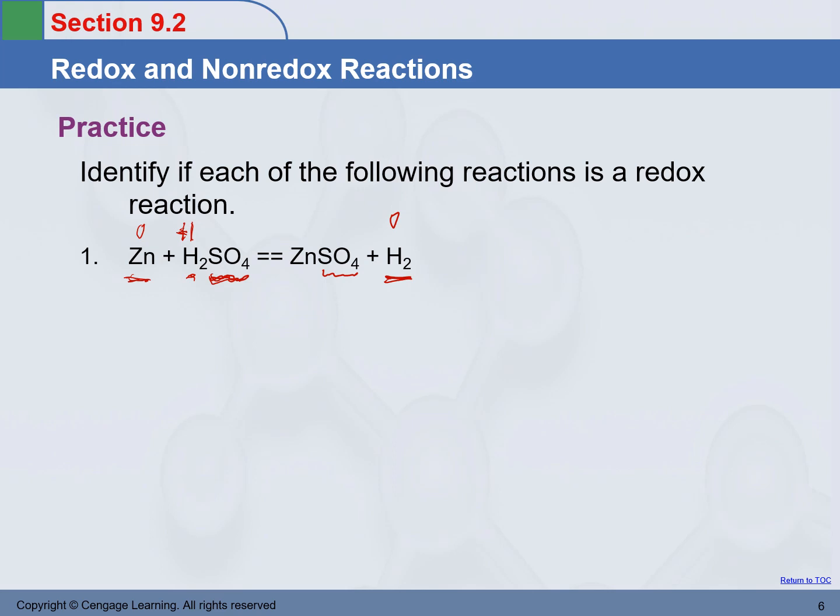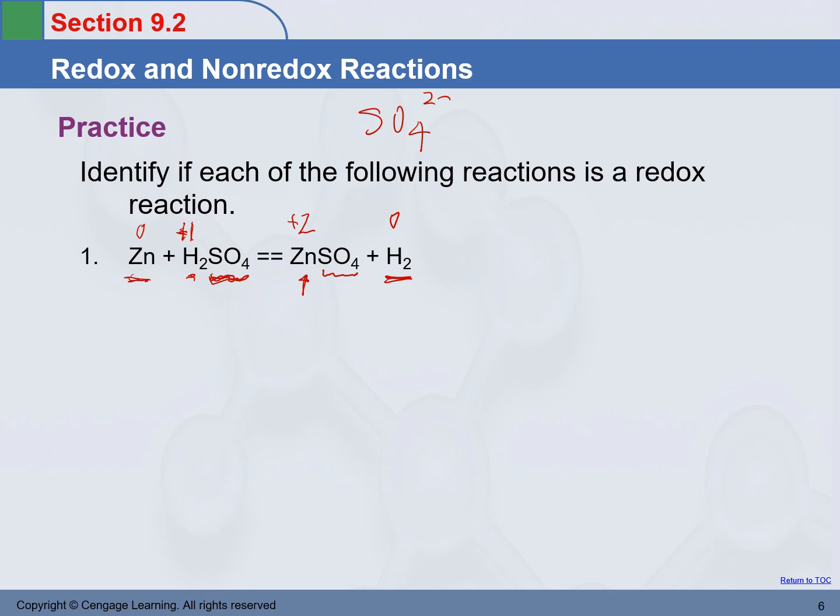Zinc after the reaction: sulfate is 2 negative. Therefore, zinc is 2 plus. So oxidation number is plus 2. Sulfate is 2 negative. It carries 2 negative charges. How do you know that? You memorize it. All right, so zinc is plus 2.